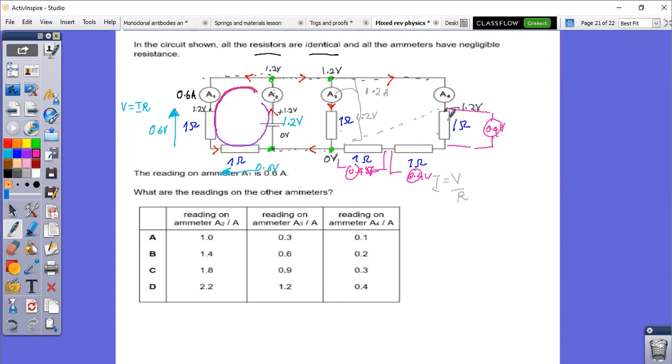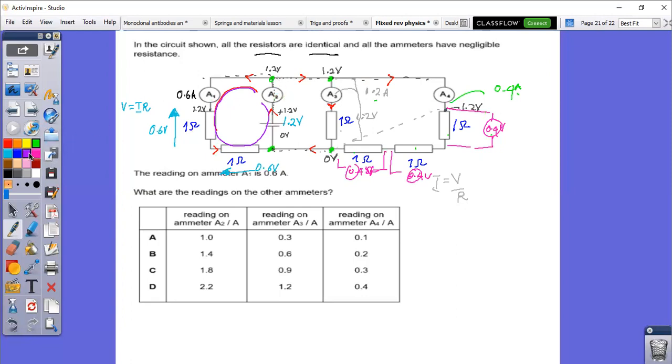If I know what the voltage is, I know what the resistance is, and these are in series, I can work out what the current in one resistor is, because it will be the same as the current in this resistor. There's no branches or loops for the current to branch out. So to get the current in this loop, I say 0.4 divided by 1, which gives me 0.4 amps, which must be the same current coming through here. So this I get as 0.4, that I get as 1.2.